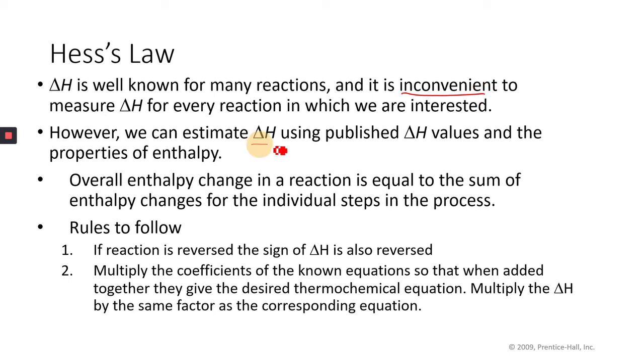So we can estimate our delta H using published values in data tables. There's a data table in your book and in the appendix. Some important things to remember: the overall enthalpy change in a reaction is equal to the sum of the enthalpy changes of each individual step. And remember, enthalpy is a state function. If you forgot what that means, it's independent of the path. So you could just get your final enthalpy minus your initial.